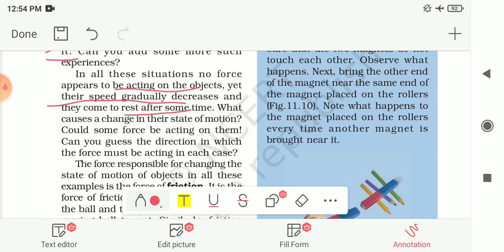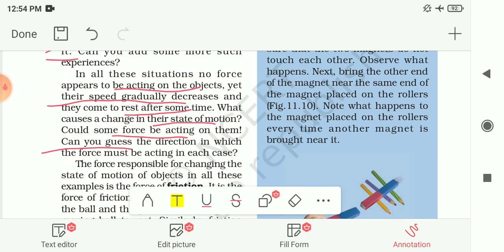So what causes a change in their state of motion? Why does the state of motion of these different objects change? Could some force be acting on them? So yes, there is some force, as we had seen that the speed decreases, that means there is a change in the state of motion of that object. So that means some force is acting over there. So can you guess the direction in which the force must be acting in each case?